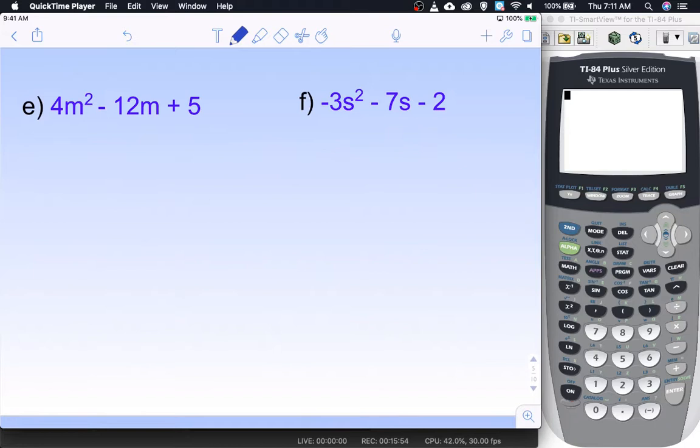Okay, here are 2 more. Go ahead and pause the video, try them on your own right now. When you're ready to continue, hit play, and we'll go through them together.